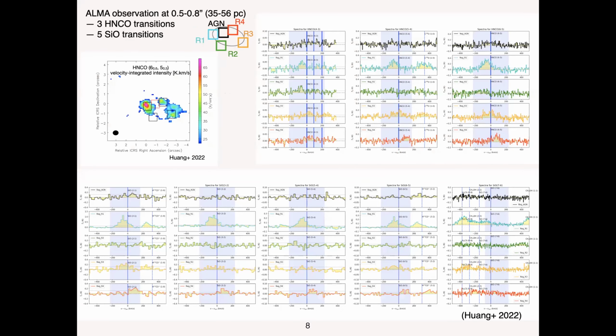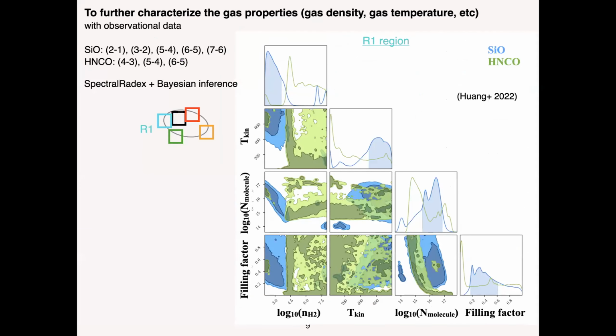With ALMA, we are able to observe 3 HNCO transitions and 5 SiO transitions. This is all the data we have. And we were observing at higher resolution compared to the previous study, at about half an arcsecond. This is sufficient to resolve the different locations of the CND in detail. Based on the previous chemical modeling, it is possible that these two species have very distinct or unique chemical origins.